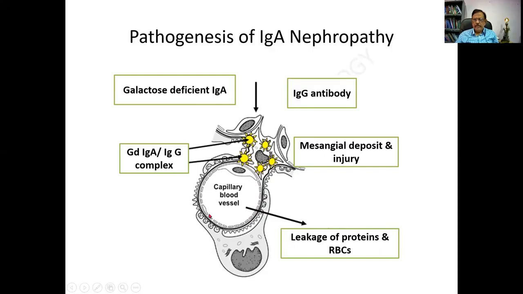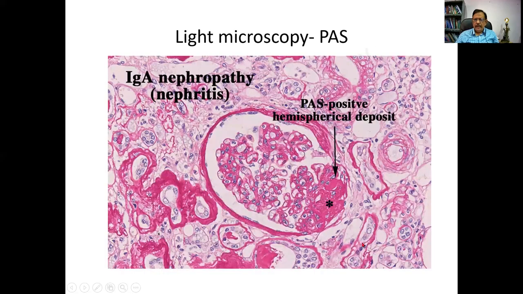Once again, I say, because this again will be the key diagram for this, there is a galactose deficient IgA. IgG antibody is formed. IgA, IgG together form a complex which is deposited in the mesangium. This leads to mesangial injury as well as basement membrane injury, because of which there can be leakage of the proteins as well as RBCs, which means patient will be having proteinuria as well as hematuria.